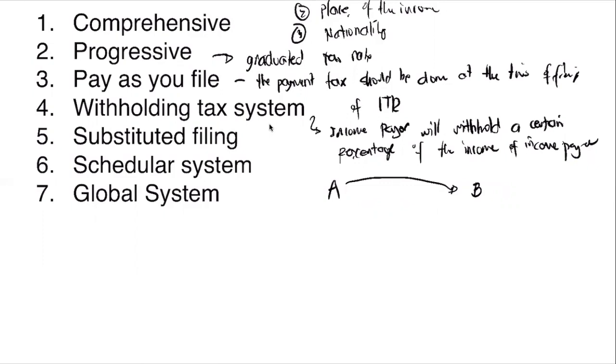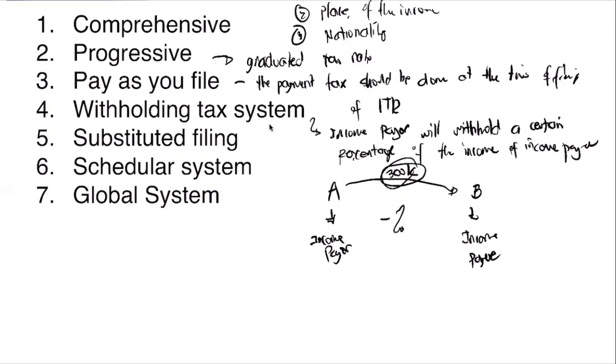Now, when A will provide the compensation, let's say ang compensation ni B ay 300,000, si A, ang tawag sa kanya ay income payer. Siya yung nagbabayad ng income ni B. Si B naman, ang tawag sa kanya ay income payee. So, ang income talaga ni B ay 300,000. So, ang gagawin ni A, using the withholding tax system, magbabawas siya ng certain percentage. Okay? That is withholding tax system.